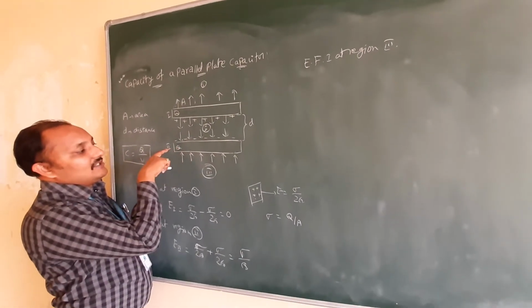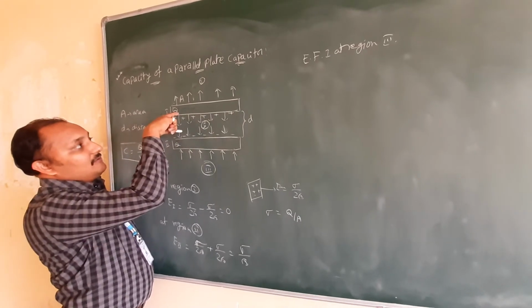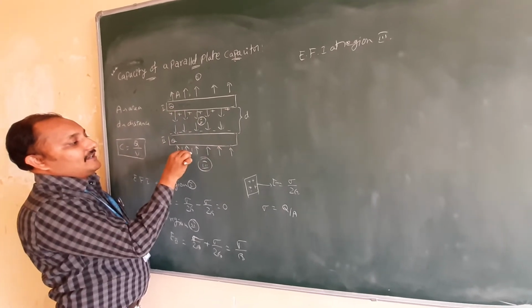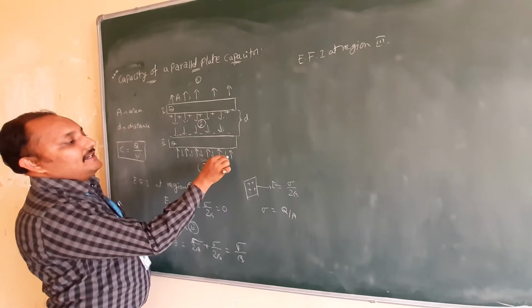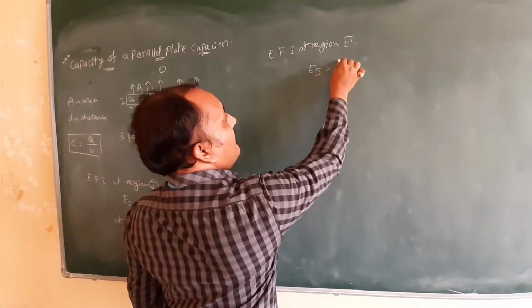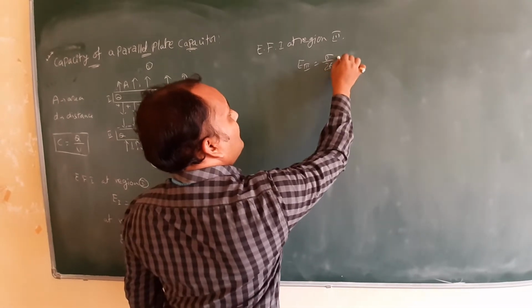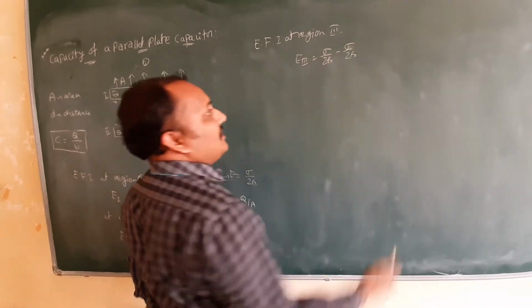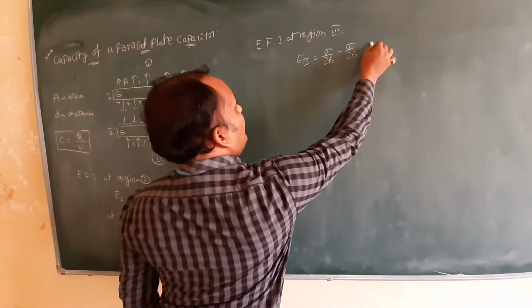This is upwards because of the second conductor and downwards because of the first conductor. Therefore, the resultant is again going to become 0: sigma by 2 epsilon naught minus sigma by 2 epsilon naught is going to become 0.